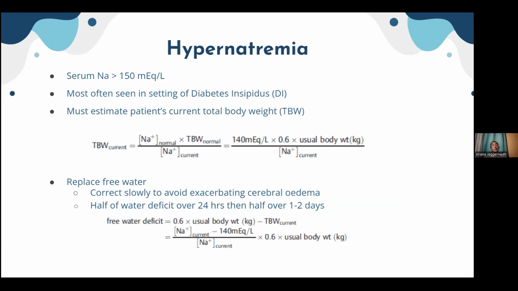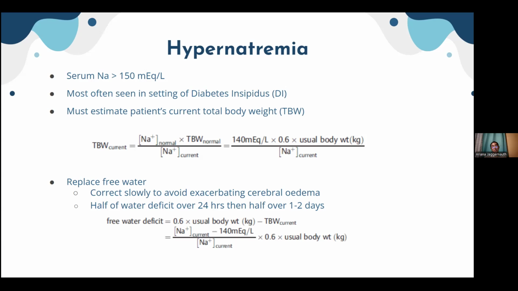So I've discussed hyponatremia. Now I'm going to move on to hypernatremia. So hypernatremia is defined as a serum sodium greater than 150 milliequivalents per liter, and it's often seen in the setting of diabetes insipidus. Now, in these cases, we must estimate the patient's current total body weight, and that is calculated by the formula that you see on the screen in front of you.